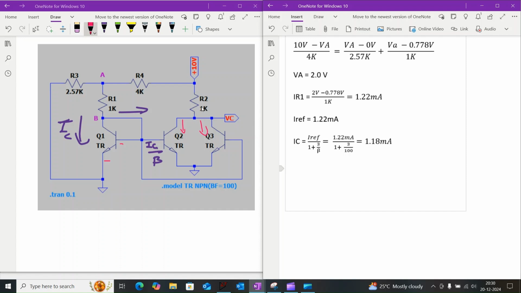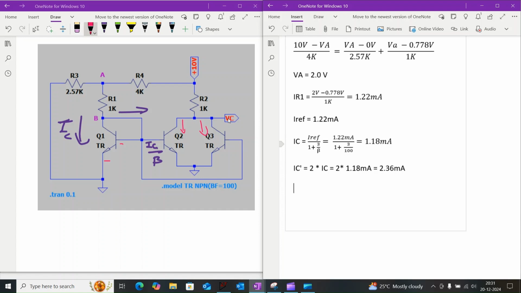So the current across the resistor R2 will be 2 times the collector current IC. We can consider the current across the resistor R2 as IC dash, which is equal to 2 times IC, which is equal to 2 times 1.18 milliamps. When we simplify this, we will get 2.36 milliamps. So the current across the resistor R2 will be 2.36 milliamps.